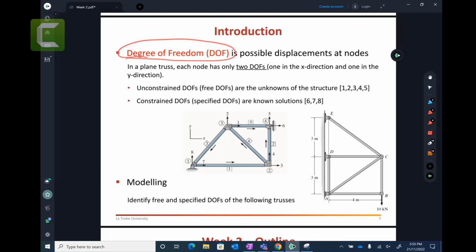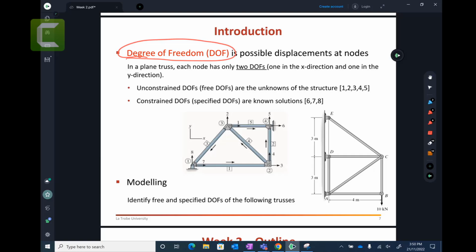You need to be engineers. We are not going to make you engineers who need to remember everything and panic. No, you don't need to remember anything. Just practice it, follow the instructions, and know how to apply it. So what is degree of freedom?